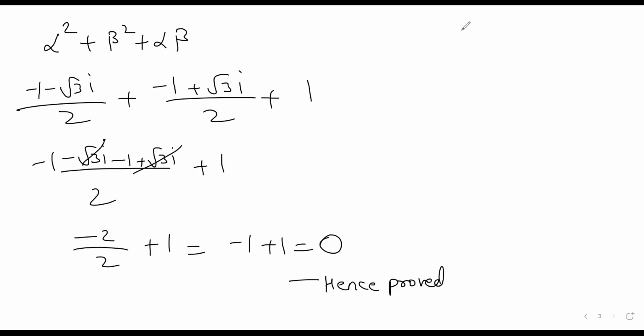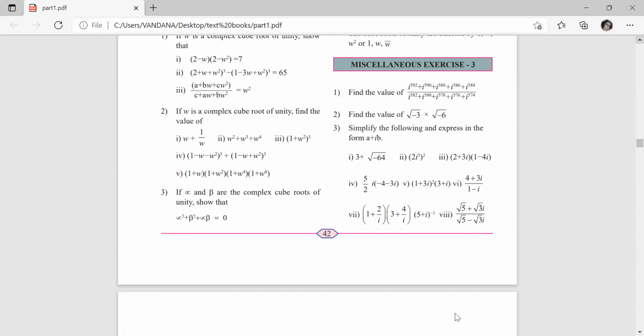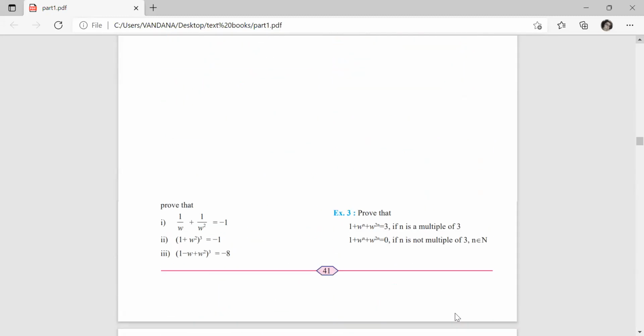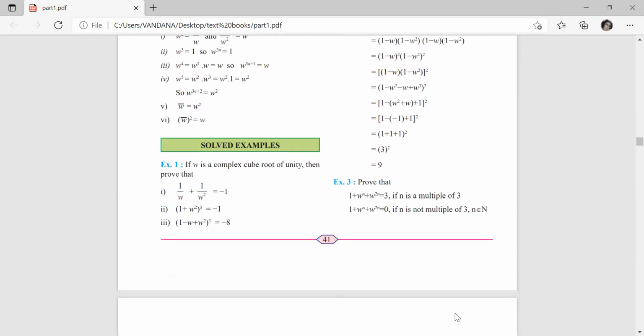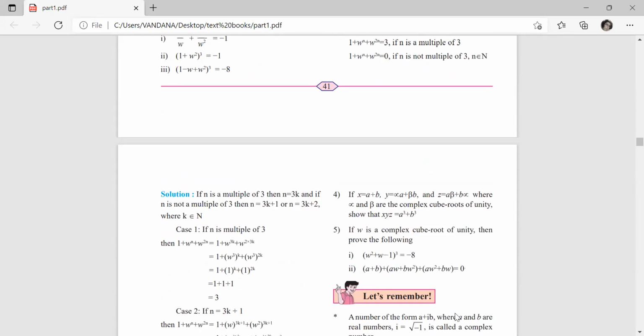Hence proved. Now the next sum. Question number 4 is: x is a plus b, y is alpha a plus beta b, z is alpha b plus beta a, where alpha and beta are complex cube roots of unity. Show that xyz is a cube plus b cube.